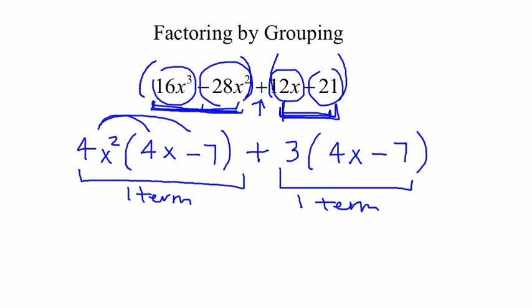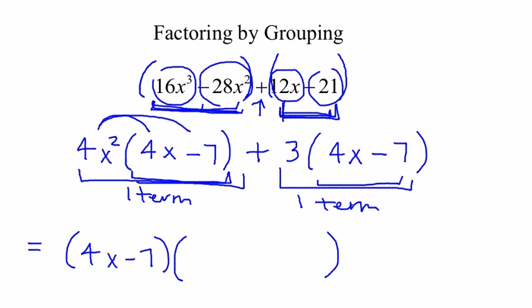So now what we can do is take the greatest common factor out of each term. But notice, this time it's a little bit more of a complicated expression. So notice that they have the 4x minus 7 in common. So that's what we're going to factor out. And of course we're going to put our set of parentheses right beside that. And what we have left is this 4x squared and the plus 3.